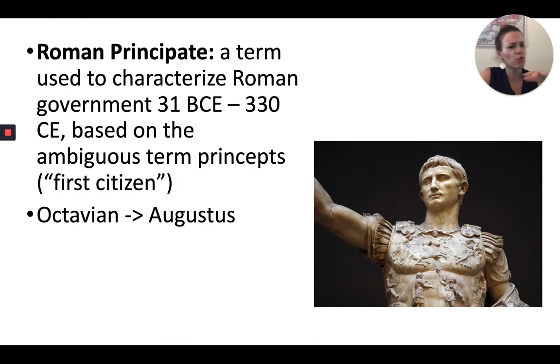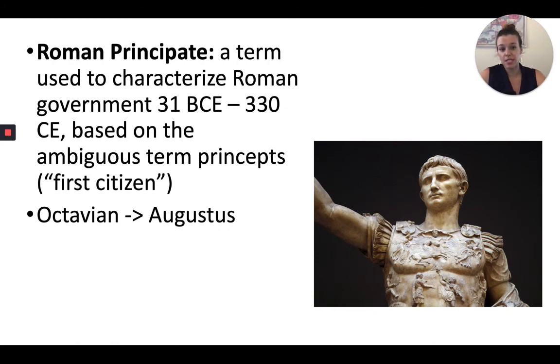So when we're talking about the Roman Principate, this is the term I'm using to characterize the Roman government for the next 300 years, right? Rome was around for like 800 years, almost 1,000 years. So the first part of Rome was a republic. From here on out, it's an empire.